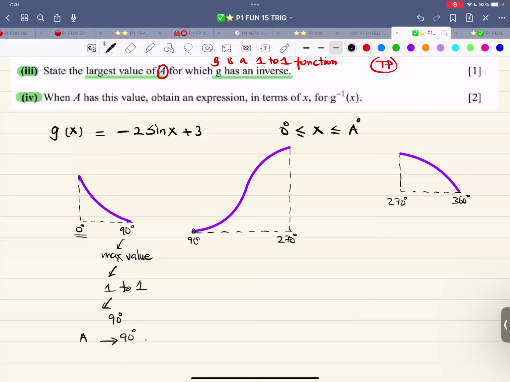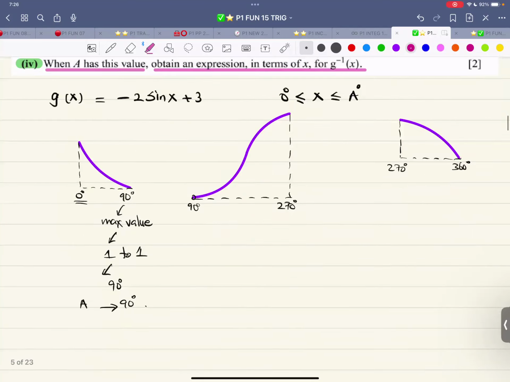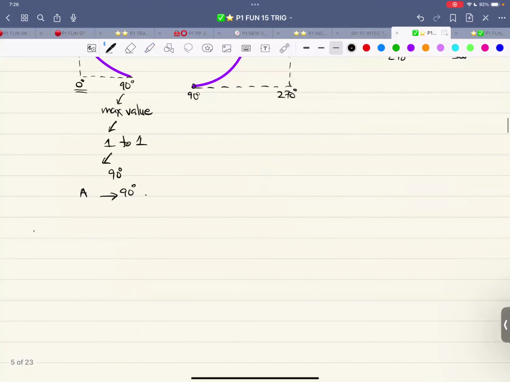Okay, so now let's move ahead and look at the next part. When a has this value, that means it's a 1-to-1 function. When a has this value, obtain an expression in terms of x for g inverse of x. That is pretty basic. So part 4, we will say let y equals g(x).